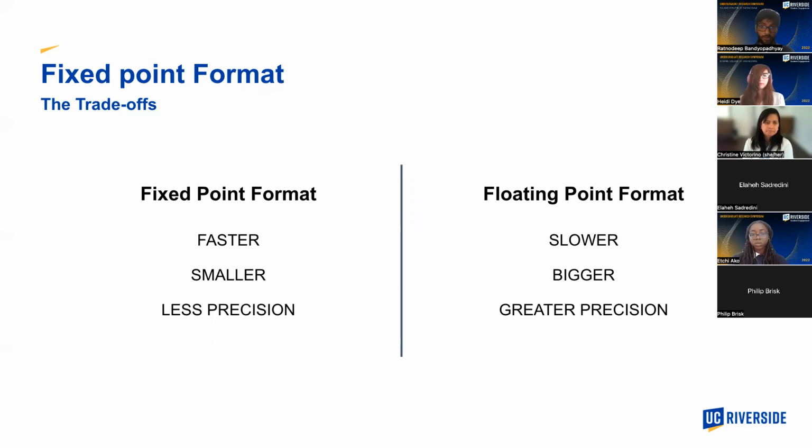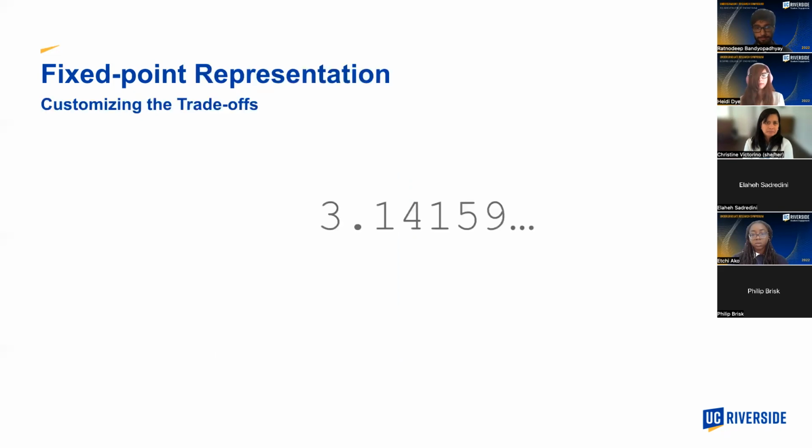Fixed point format, in contrast, is far faster, and the resulting hardware is considerably smaller. However, it comes at the expense of decreased range and precision. But the sigmoid function doesn't require such a large range, and the precision can be tuned by the user. To explain this, let's take an example.